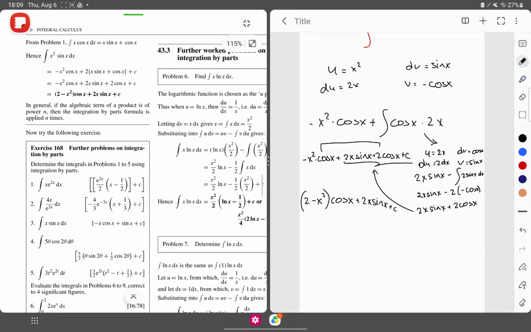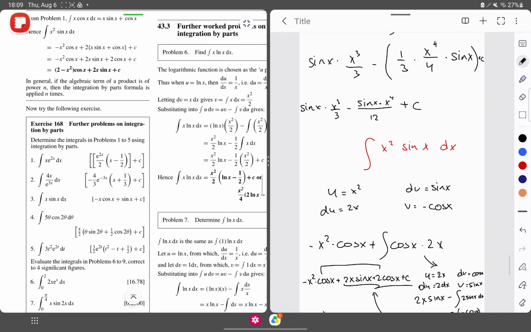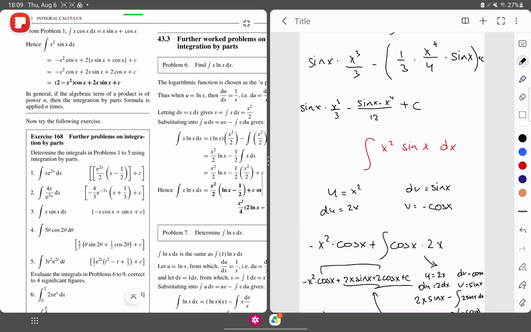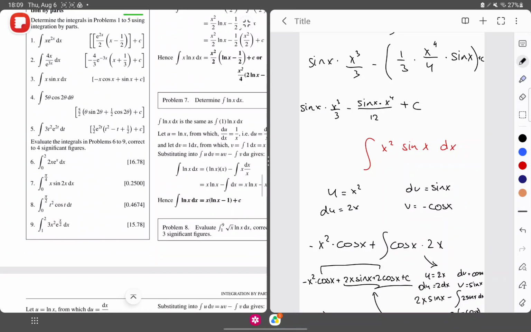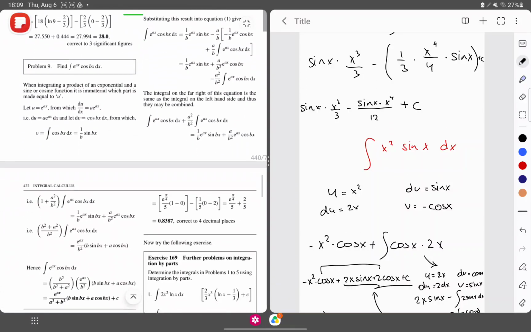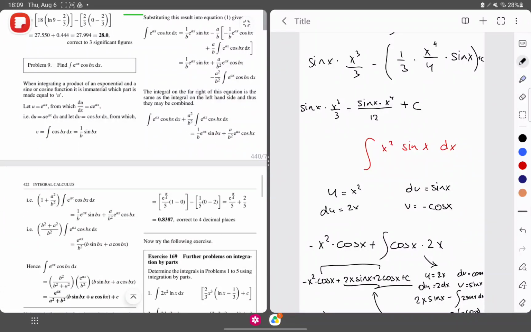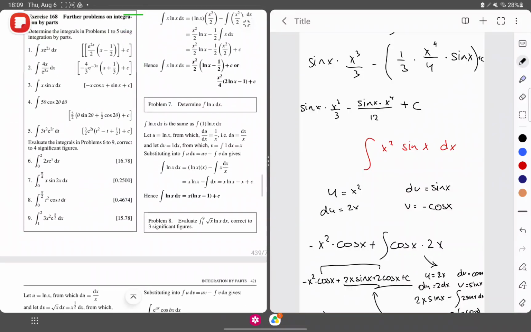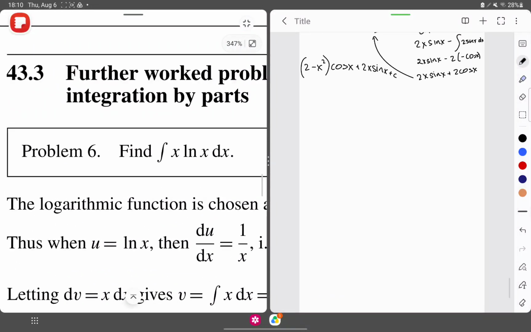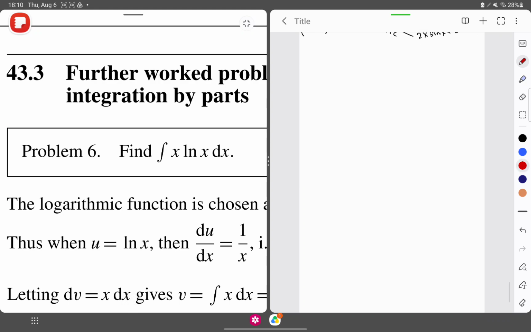Now we will do further exercises, but I don't want to do them all. I just want to do those problems. Let me just do problem 6: find the integral of x ln x dx. X times ln x dx.